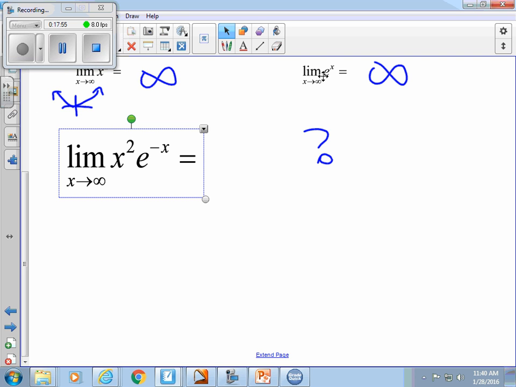Limit as x approaches infinity of e to the x. No, it's 0. This one. Yeah, so e to a big number. What's even e to a small number? e is 2.7-ish. It's a number. And what happens when you raise numbers to powers? They get big.